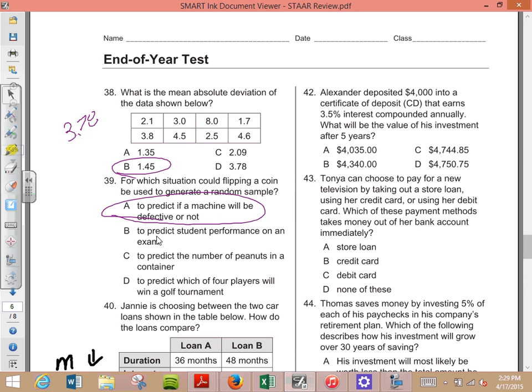This one is the same way, but we're going to use the other formula. A equals P times 1 plus the rate to the power of T. Very easy, right?